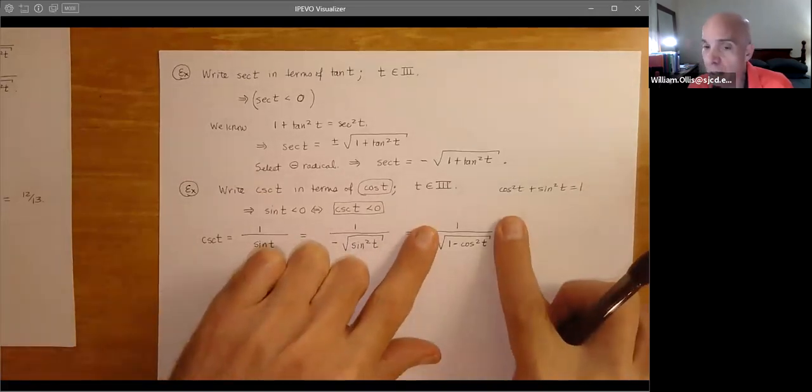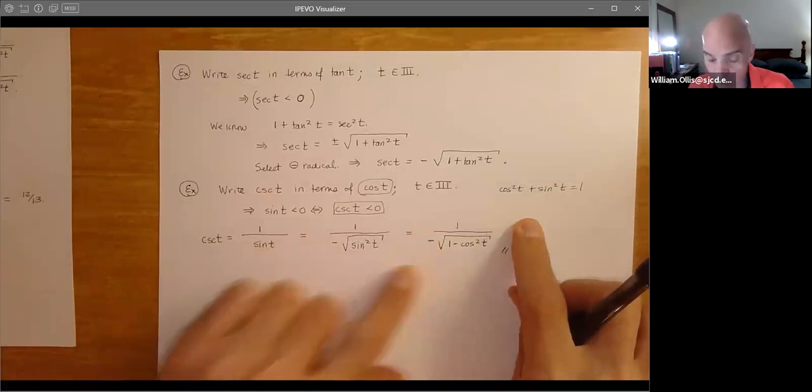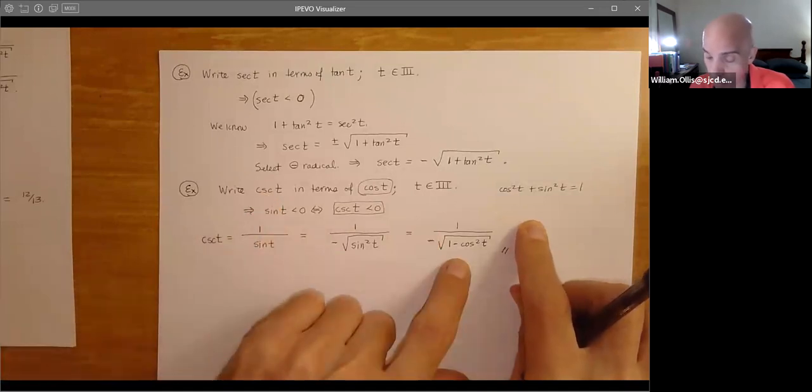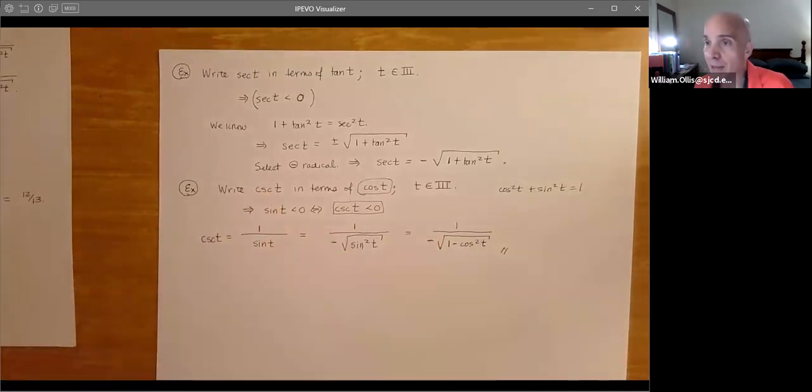Remember, this is a what? This is a positive quantity now made negative. Therefore, in this case, cosecant of t, defined this way, is negative as it needs to be by the hypothesis.